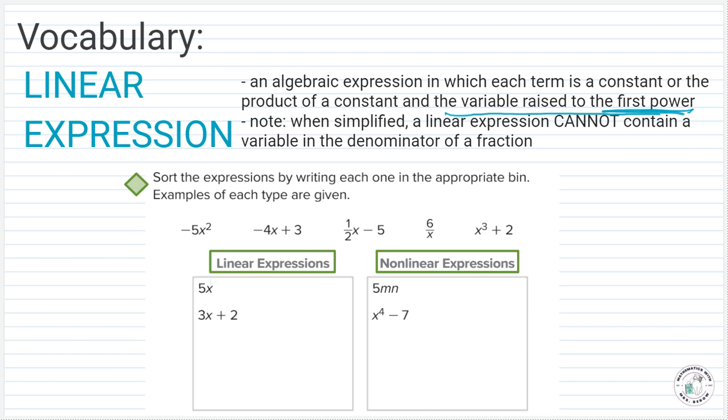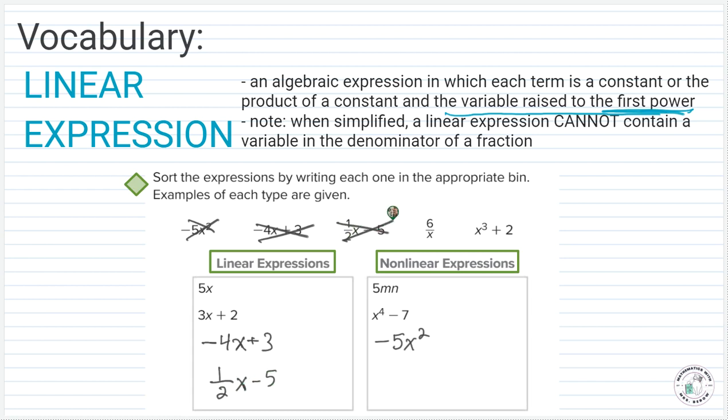The nonlinear expressions, we have two variables going on, mn, that's not linear. Then we have this variable here that's being raised to the fourth power, that's making it not linear. So if I take a look at this first one, this negative 5x squared, that is going to be considered nonlinear because the x is being raised to the second power. The next one, negative 4x plus 3, that is considered linear because the variable is being raised to the first power. So this one's good to go and being linear. The half x minus 5, also a linear expression because that variable is being raised to the first power.